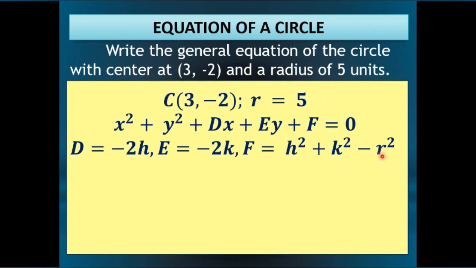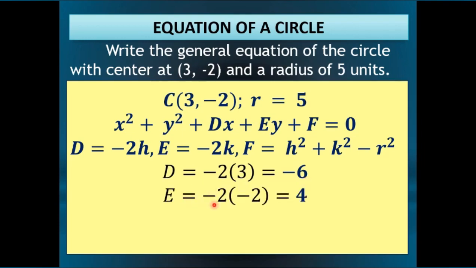So by doing that, let's have first our d. So we have d equals negative 2 times h, which is 3. Negative 2 times 3 is negative 6. And then for our e, we have negative 2k, so negative 2 times the k, which is negative 2 also. So negative 2 times negative 2 is positive 4.